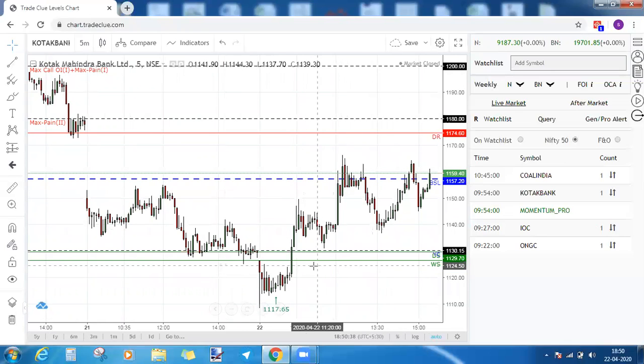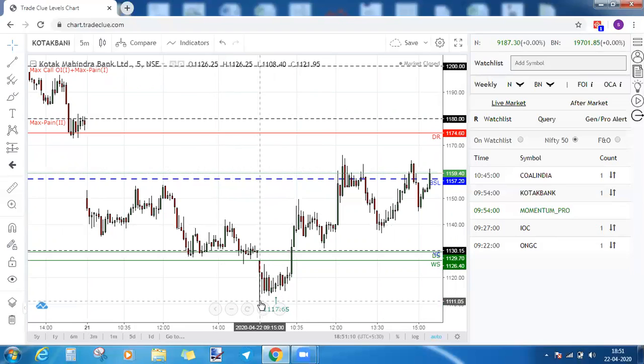above 1117.65. So clearly when the resistances were taken out, so weekly support, because that weekly support got broken, it gets converted into a resistance now. So that resistance was easily taken out by this long green candle, and then a retest was also clearly seen here, but you got an early entry opportunity. That is the best part of TradeClue. So you got an early entry opportunity with a minimal stop loss.